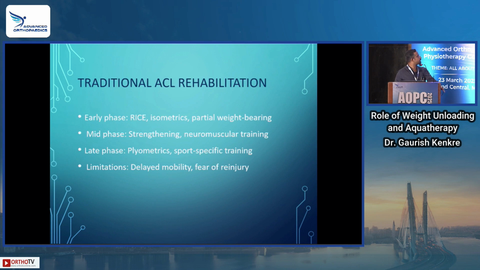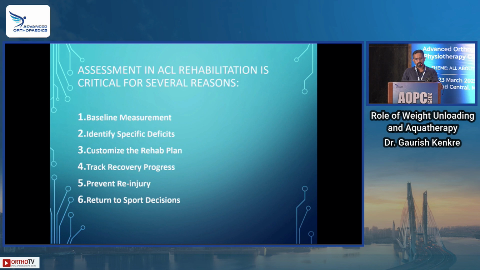So traditional ACL rehabilitation, early phase, we all know RICE, isometrics, partial weight bearing. Mid phase would be strengthening and neuromuscular control or proprioceptive training, and the next phase would be plyometrics and sport specific training. Limitations in this sometimes may be delayed mobility and fear of re-injury.